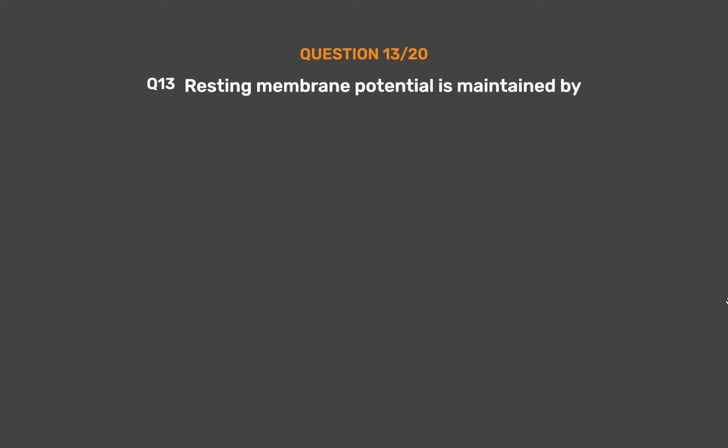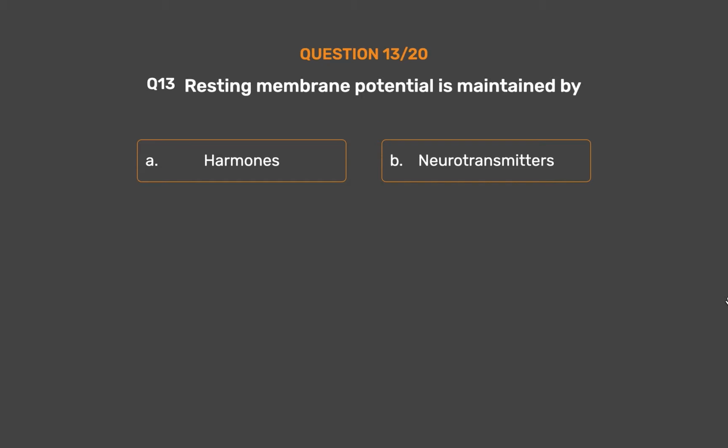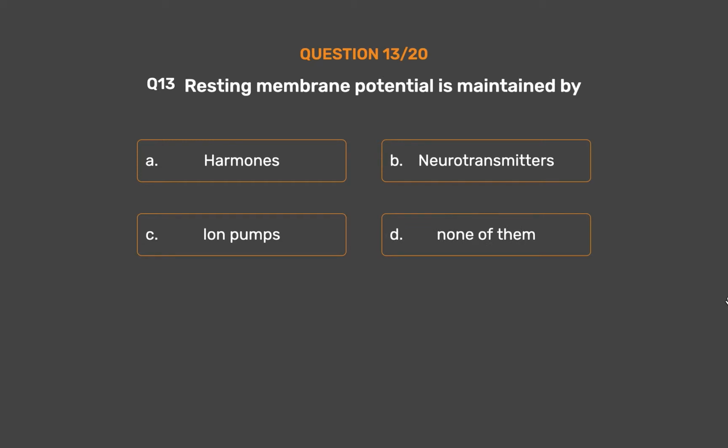Question number 13. Resting membrane potential is maintained by: Option A, hormones. Option B, neurotransmitters. Option C, ion pumps. Option D, none of them.